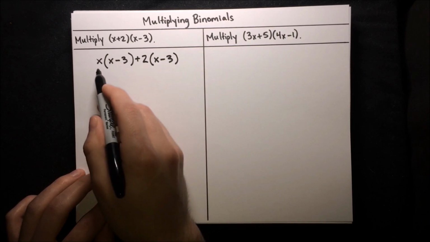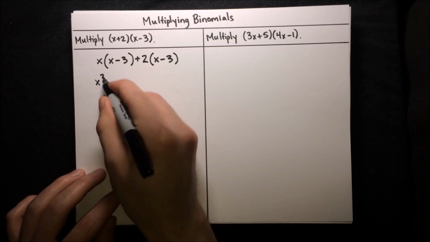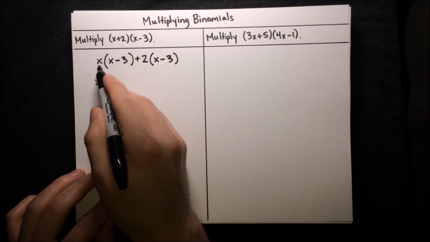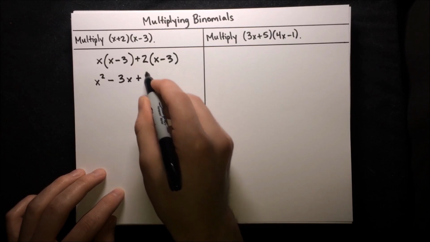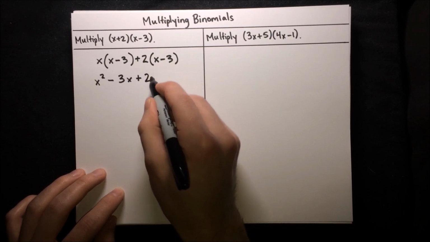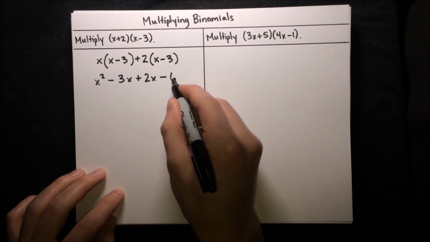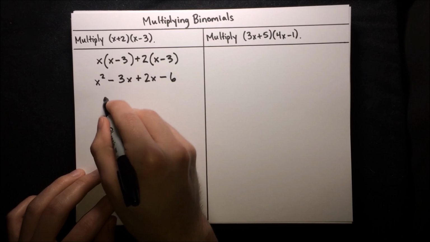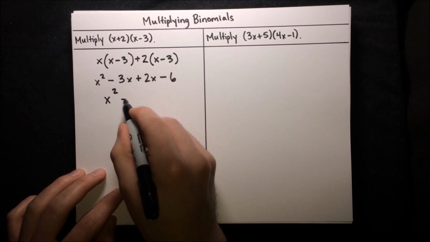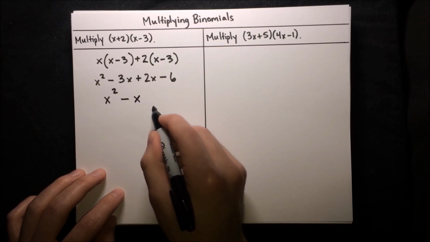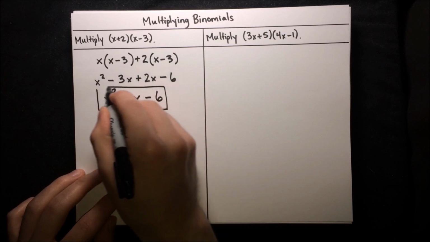And now we can go ahead and distribute the x through this binomial. So x times x makes x squared, and then minus x times 3, so minus 3x, and then plus 2 times x is 2x, and then minus 2 times 3, so minus 6. Now we combine like terms. x squared, negative 3x plus 2x makes negative 1x, so just negative x, and then minus 6. So there we go. There's our result.